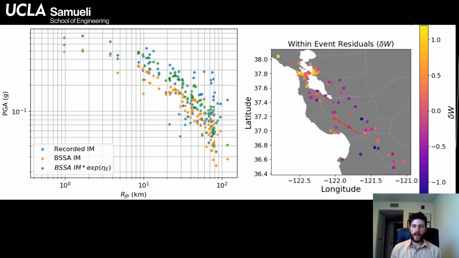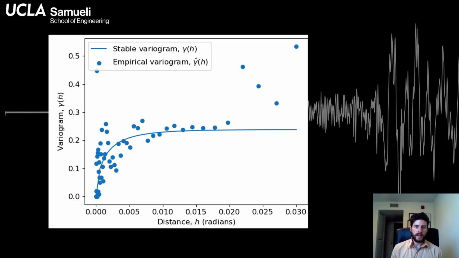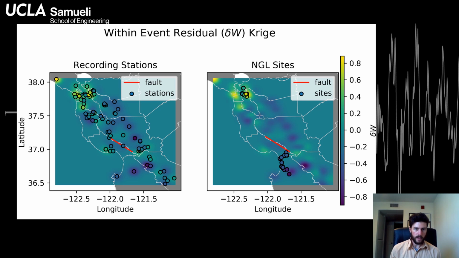And so you can see in the Bay Area, San Francisco, and Oakland, there's very high residuals around 1 or higher. And elsewhere, they're either around 0 or negative, depending on the location. Next, we compute the empirical variogram from that data set, and we fit a variogram model, such as this stable variogram, to the data set. Then we need to compute the within event residual Krig from that data.